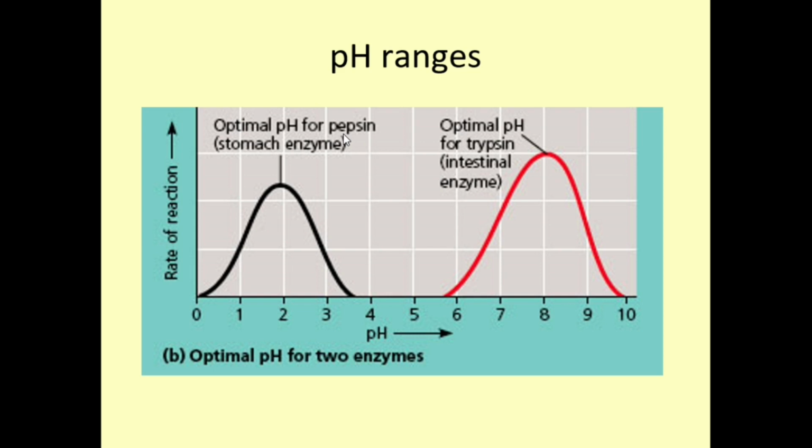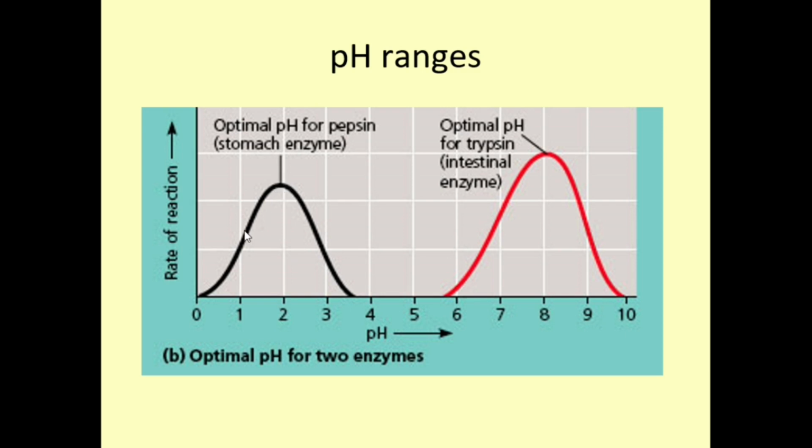And pepsin is an enzyme that lives in our stomachs, and it starts the breakdown of proteins when we eat our food. And as you can imagine, because it exists in our stomachs, where we produce a lot of hydrochloric acid, it needs to be able to survive in very low pHs. And that's exactly what we find. We see that its optimal pH, the pH at which its reaction rate is the highest, is about the pH of 2. And that's the pH that we typically find in our stomachs.